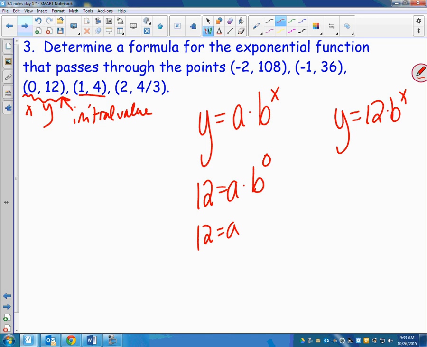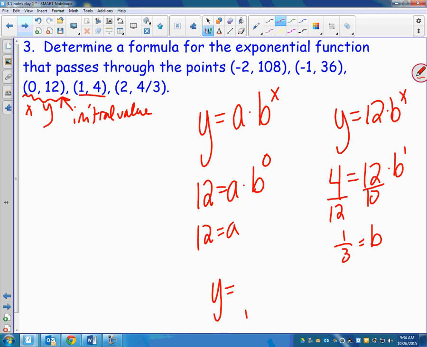But if I plug in the point 1, 4, I get 4 equals 12 times b to the first, right? So if it's b to the first, I don't have to do any square root or anything. And if I divide by 12, I can get that b equals 1/3. So just like with quadratics, just like with linear equations, you have to solve for the parts that are missing. And then when you go back, you plug that in and you leave x and y in the equation. So we would get 12 times 1/3 to the x power.